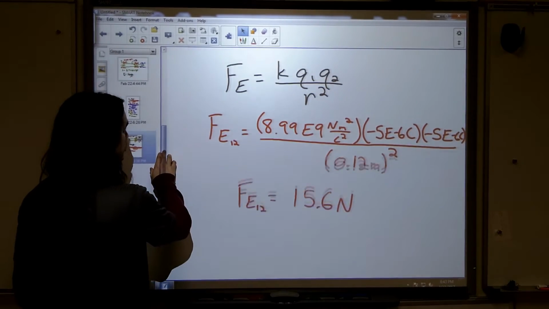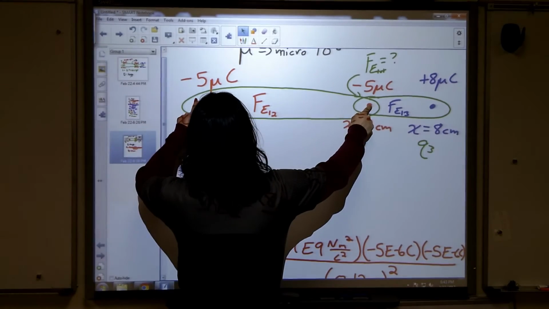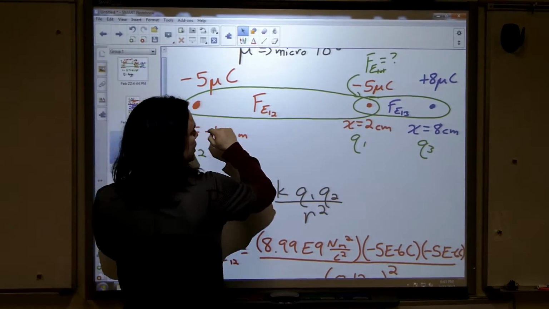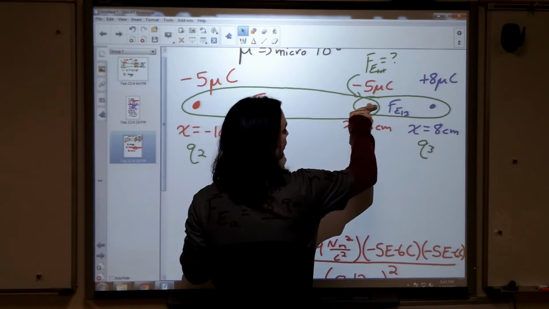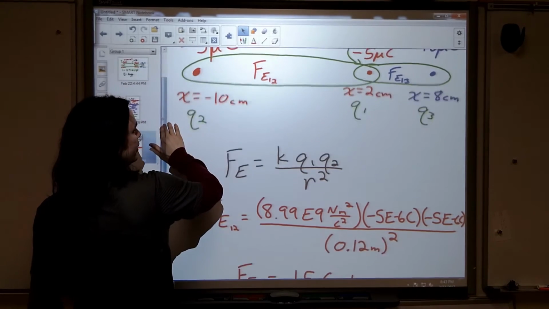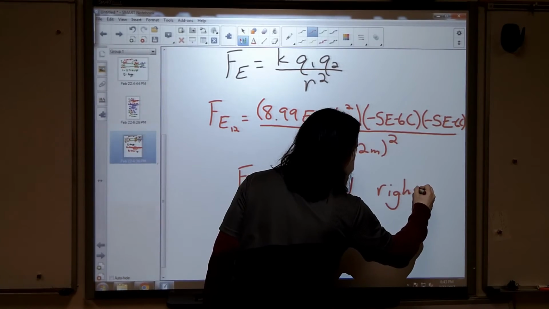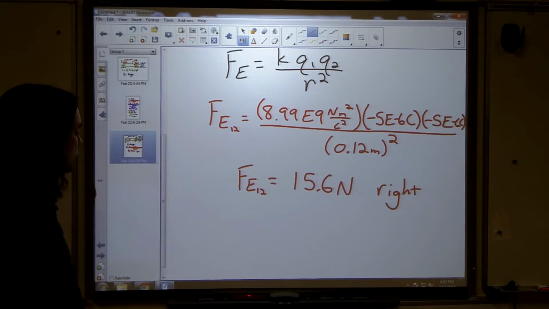We want to find out which direction it's in. That's an important part of forces. So, if I'm looking at these two, this one will feel a force pushed off to the left because they're going to try and repel one another. This one will feel a force off to the right, and since I'm looking at the forces on Q1, I know that this is a 15.6 newton force to the right.